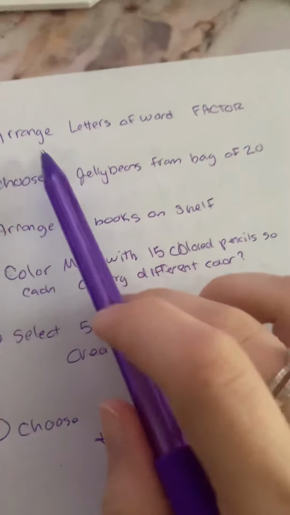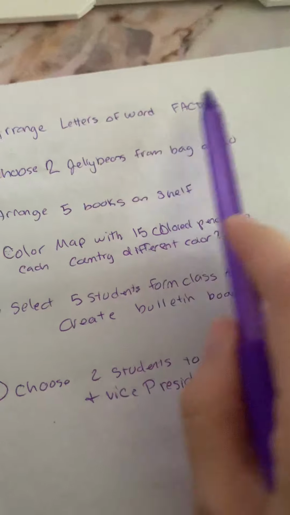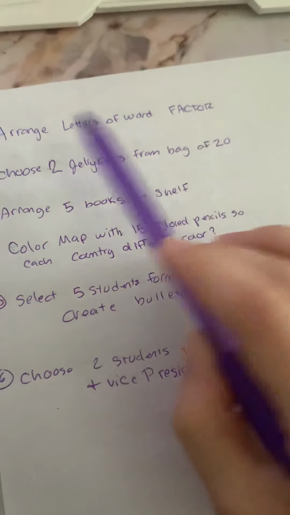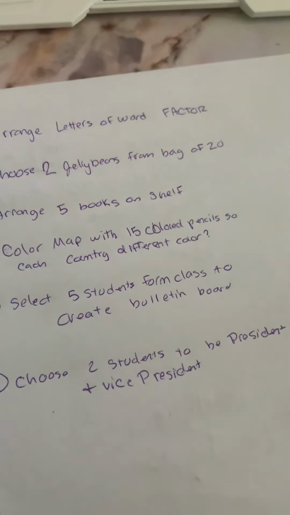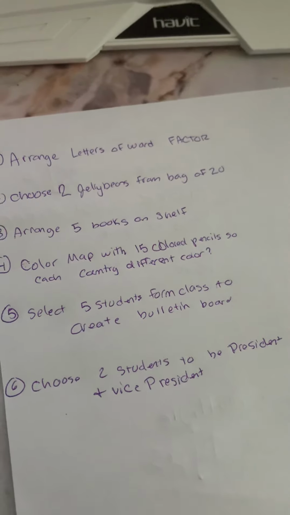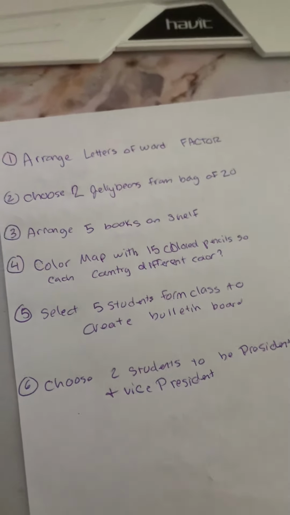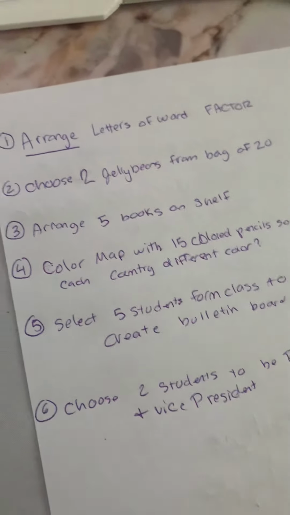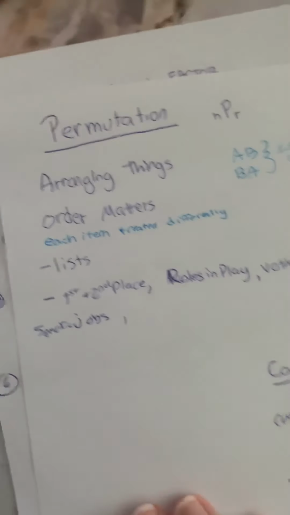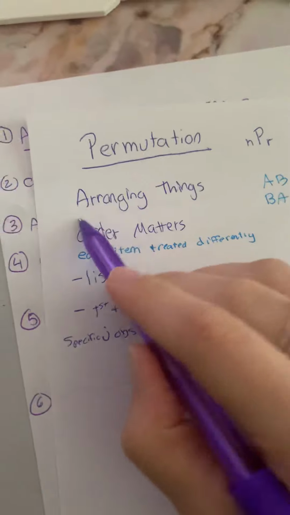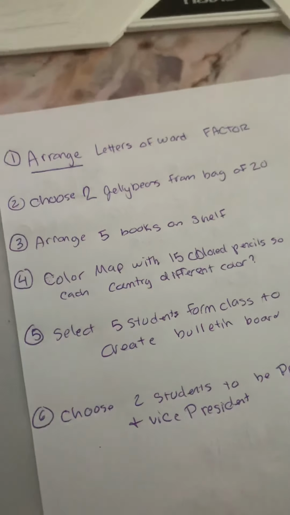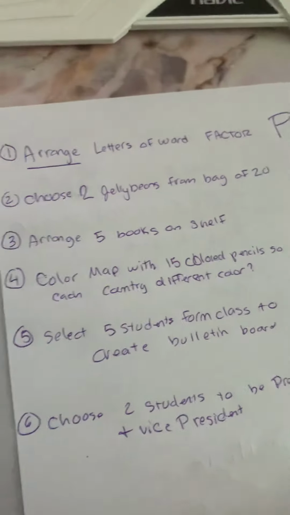The first one says, arrange the letters of the word factor. So we've got a bunch of letters. How many different ways can we arrange them? So for this one, arrange is a clue word. Anytime you see the word arrange, it's going to be a permutation, right? That's a clue word. So this one's going to be a permutation, right?